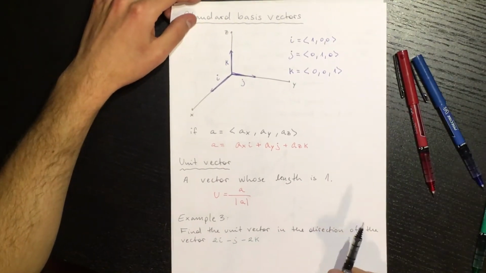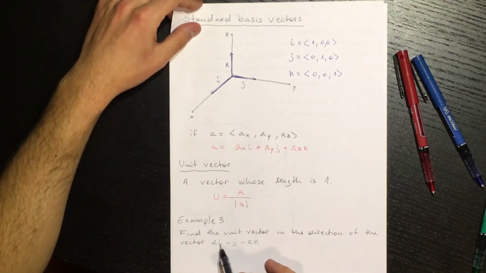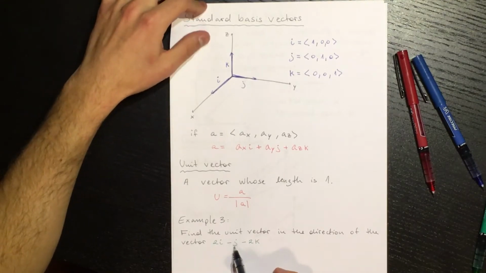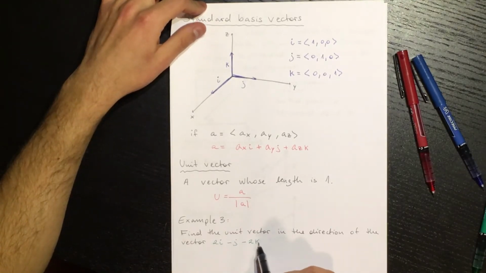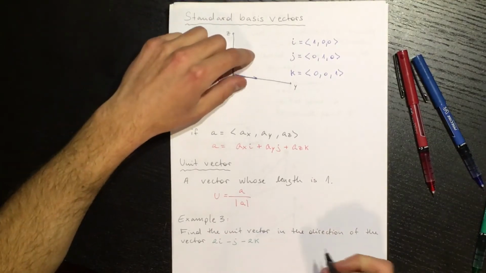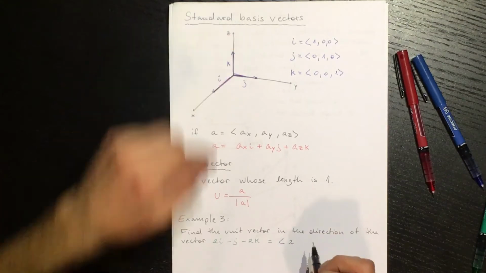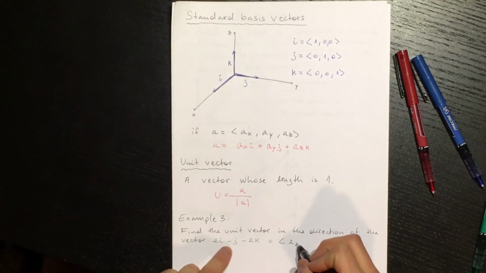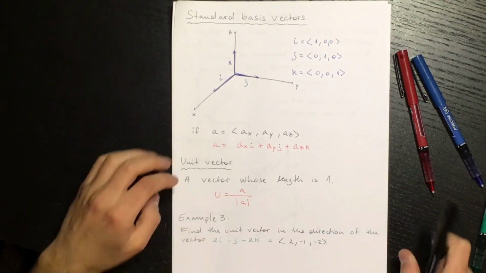Example 3: find the unit vector in the direction of the vector 2i minus j minus 2k. Remember, i is the x direction. Since we just have j, we know that the constant multiplying j is -1, and the one in the z direction is going to be -2. We're going to denote this vector as a: 2, the constant on the second component is -1, and on z it's going to be -2.